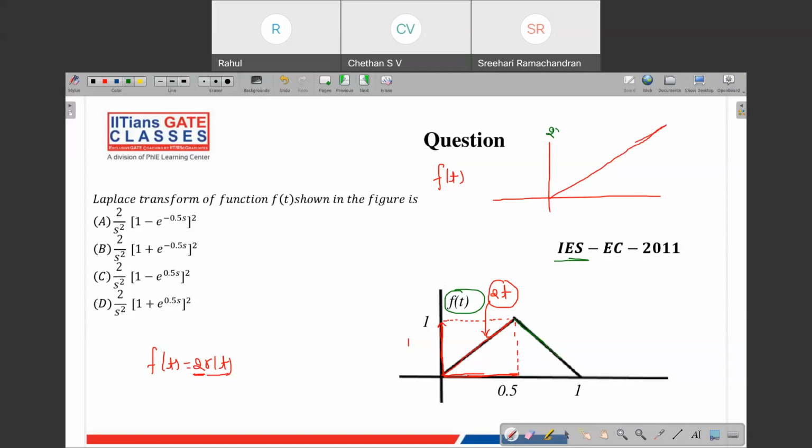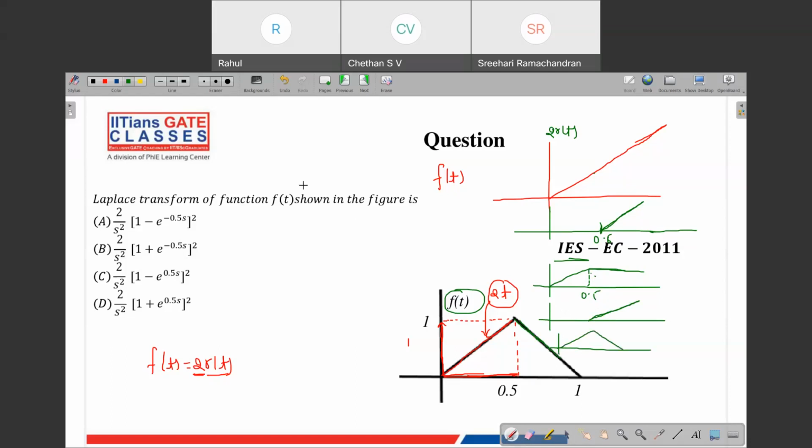Now here this is 2 into r(t). Let's say I'm going to subtract a signal at t equal to 0.5, which is also a ramp with slope of 2. When I take this signal and subtract this one, what I'm going to get is a ramp up and then flat. But in this problem, it is going down here. So to bring it down, I need to subtract something again. So again, I will subtract a ramp with a slope of 2.